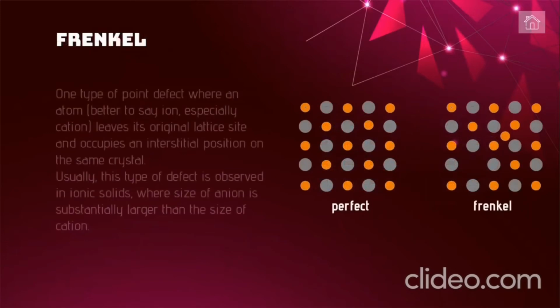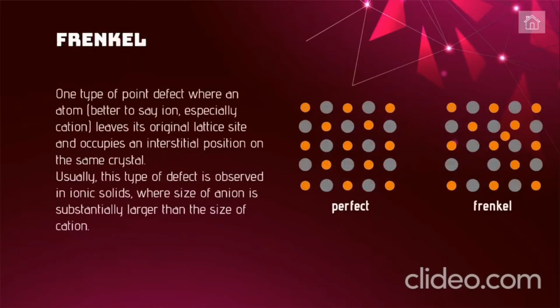The fourth type of point defect is Frenkel defect. This is where an atom leaves its original lattice site and occupies an interstitial position in the same crystal. Usually this type of defect is observed in ionic solids, where the size of the anion is substantially larger than the size of the cation. This is the perfect crystal structure, and this is the Frenkel defect.